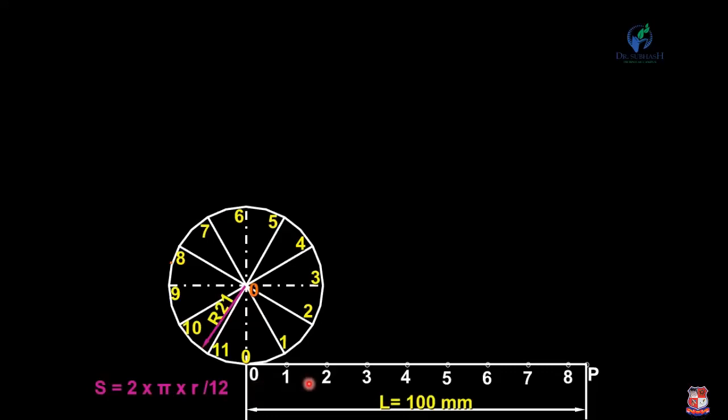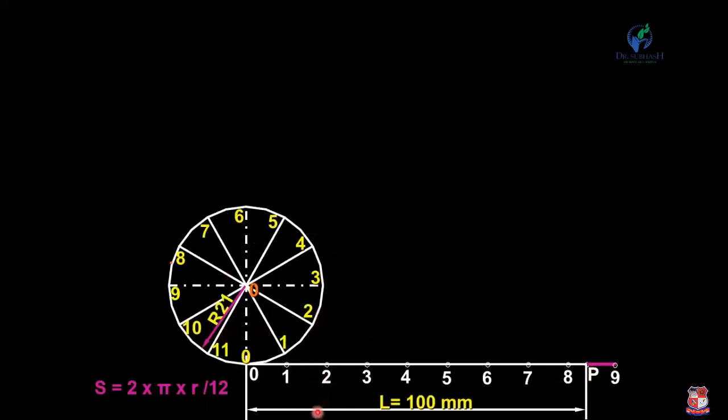So 0, 1, 2, 3, 4 up to 8, and the end point at 100 mm is P. Finally this point is 9. So we cannot divide this line into 12 divisions according to this distance, because to divide into 12 divisions the required length should be 132 mm, but here the length is equal to 100 mm. Now we have to wind this string on this circle.